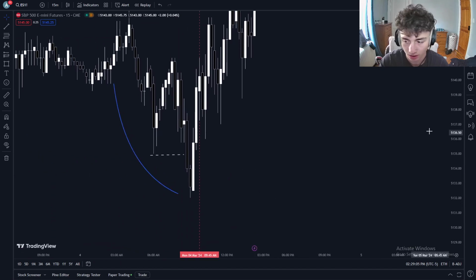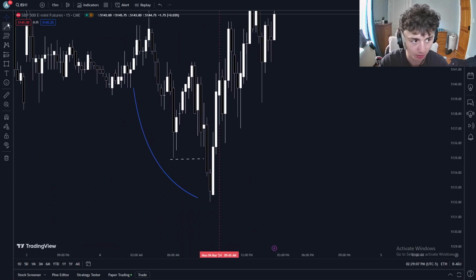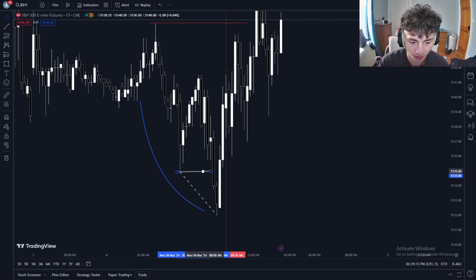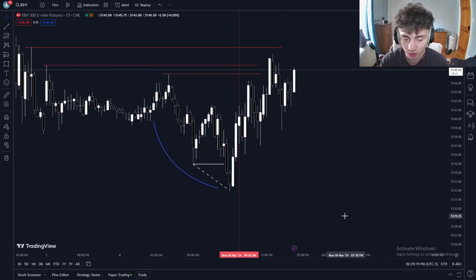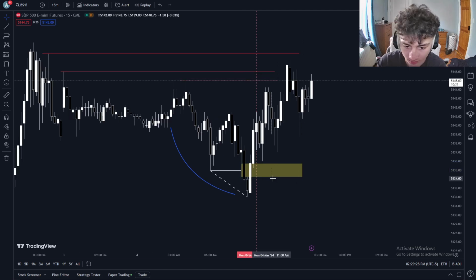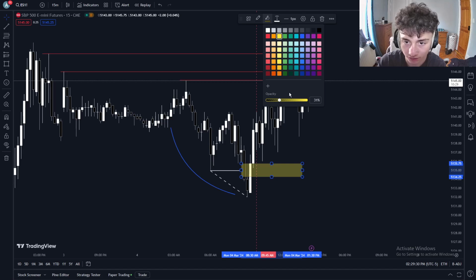And I'm 99% sure this created an SMT divergence right here. Let me just change this. I'm pretty sure that created an SMT divergence as well, right? So now we can just use what we know, what I've been teaching. We have a fair value gap, and it clearly inverses. Now, this is off a 15-minute time frame.